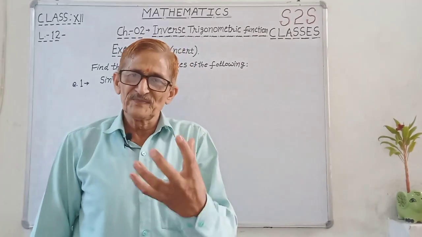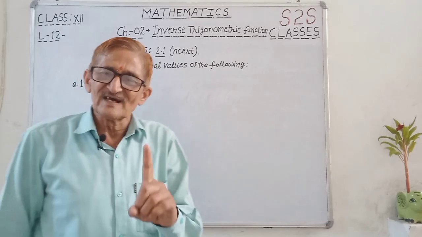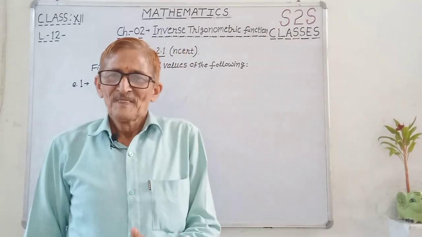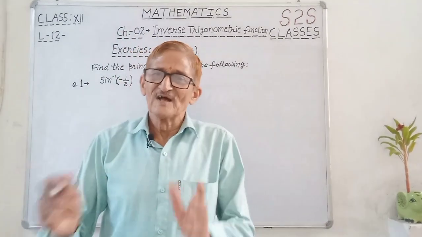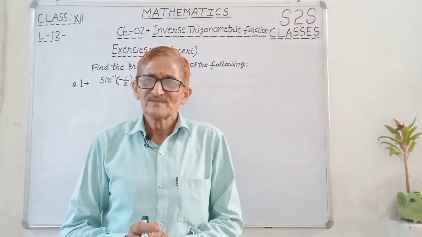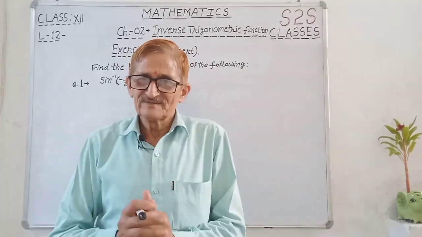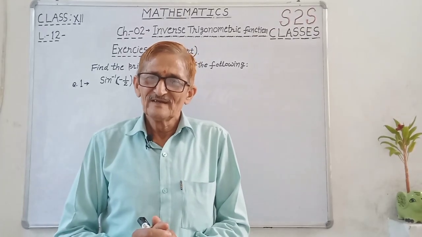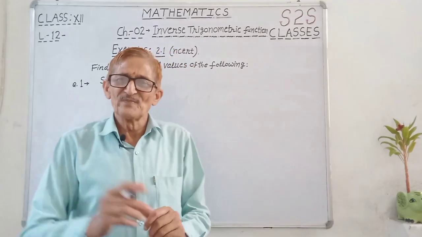The principal branches are fixed for every inverse trigonometric function. As for sine inverse, I am repeating, I told in the last lecture: sine inverse range, the branch, is minus pi by 2 to pi by 2, closed interval. Okay, now cos inverse, principal branch, means range: cos inverse is 0 to pi, closed interval, 0 to pi.